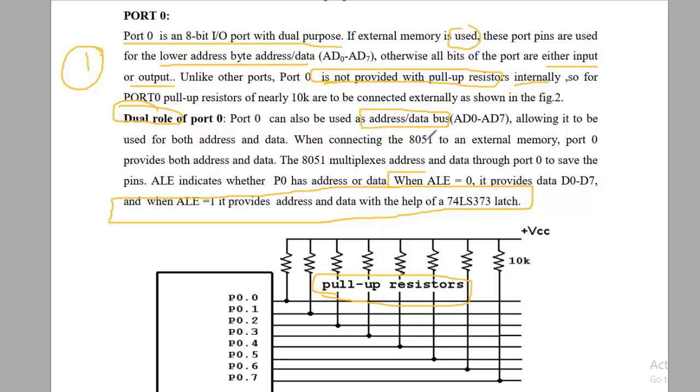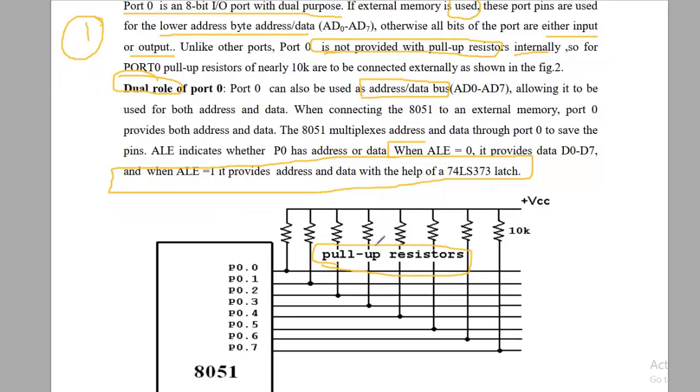Next, if the address latch enable ALE equals 0, then it is used to provide data, and when ALE equals 1, then it provides address and data both with the help of this latch.